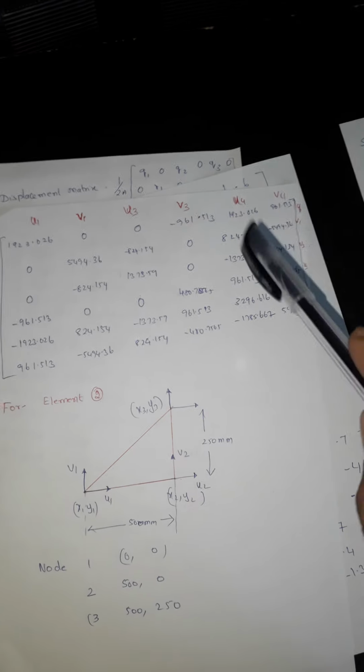So now what we have to do is take element 2. That's what I have written. See here, I have given u1, v1, u3, v3, u4, v4, because the nodes are 1, 3, 4. Before going to element 2, this must be explained here.